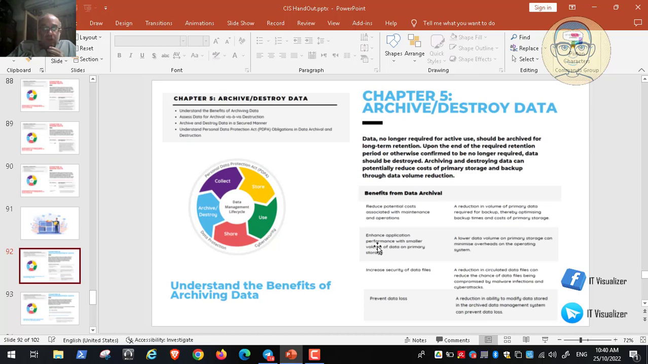And this applies also, I think, to applications. The more operating data the application has, the lower the performance of the application. Anyway, the first one, reduce potential cost associated with maintenance and operation: a reduction in the volume of primary data required for backup, thereby optimizing backup times and cost of primary storage. When you decrease the data stored or backed up, this will make the backup job finish faster, and this will reduce the cost of primary storage.